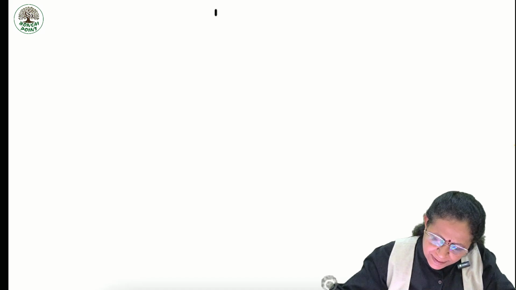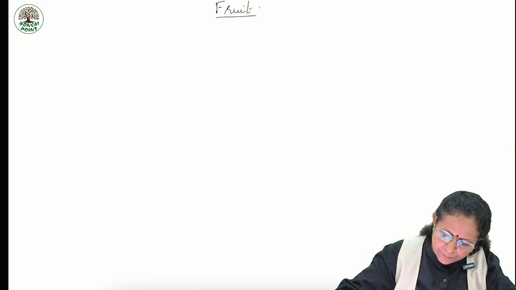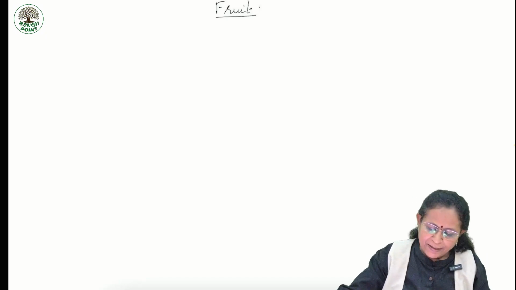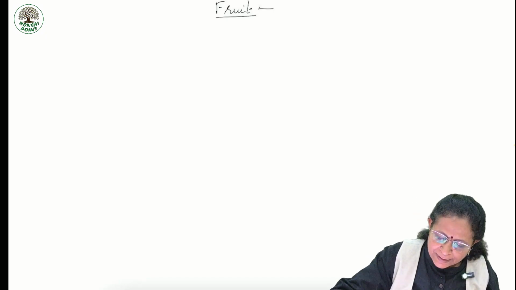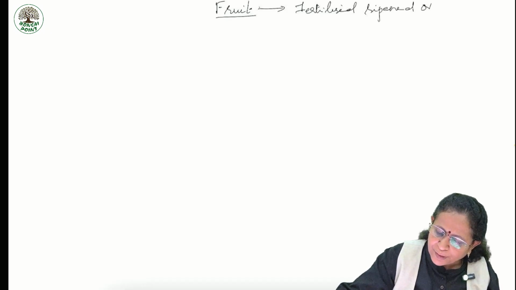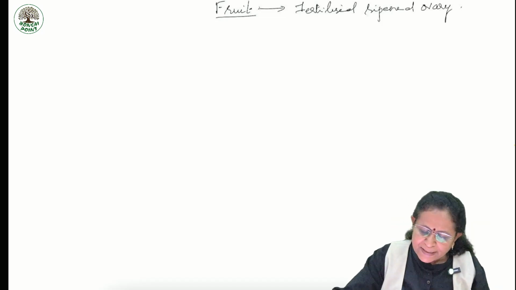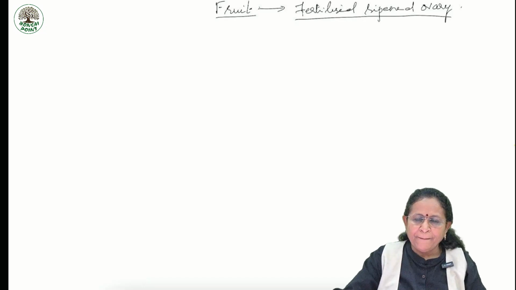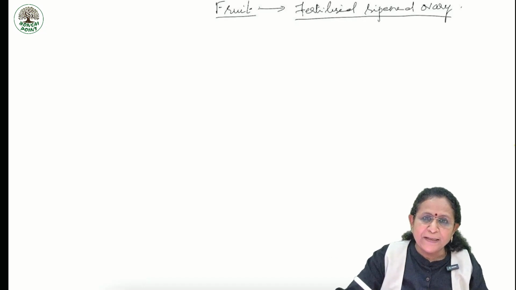The next topic is fruit. Very easy. Please concentrate. Fruit is defined as a fertilized, ripened ovary. Why do we say ripened?